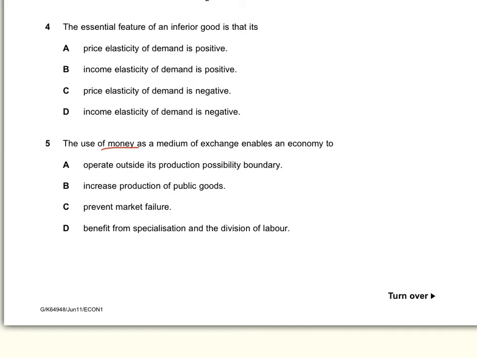Two ways to look at this. One is to make the link between money and allowing the benefits of specialisation to get the option D. Alternatively, we could have a look at the other statements and eliminate them. So money won't allow an economy to operate outside its production possibility boundary. That's nonsense. We don't know whether or not money will increase the production of public goods. There's no necessary link there. And clearly money won't prevent market failure. So by elimination, again, the answer is D.